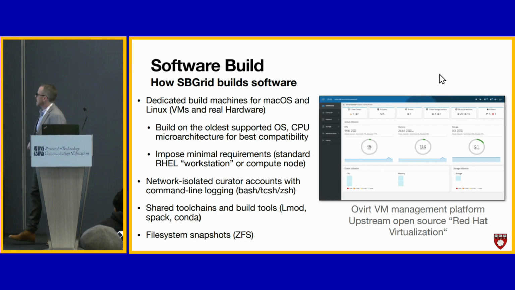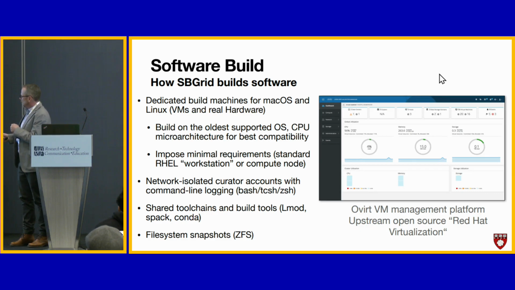To do that, we have a whole infrastructure of machines. We've got dedicated build machines for Mac OS and Linux. We keep virtual machines and we keep hardware machines. This is just a console from our virtual machine platform. This is the upstream open source product from Red Hat. They make it available. It's called oVirt. This is great because it allows us to just bring up machines whenever we need them. We can arbitrarily define the CPU types. We can build for certain CPUs. We can test for certain CPUs. It doesn't do GPUs well. That's why we keep some real actual hardware around.